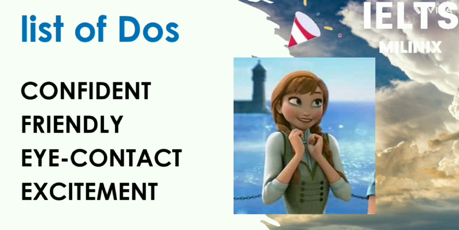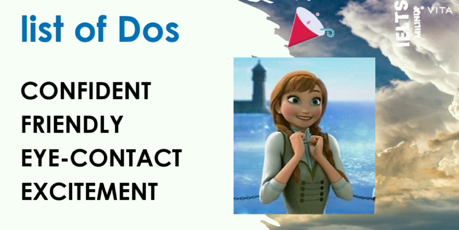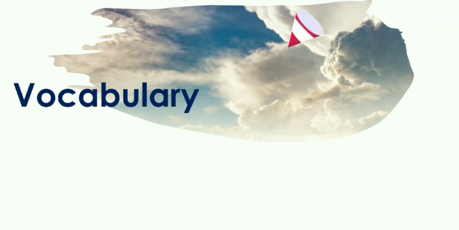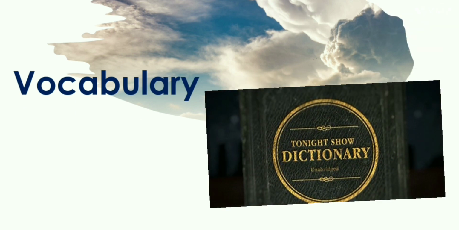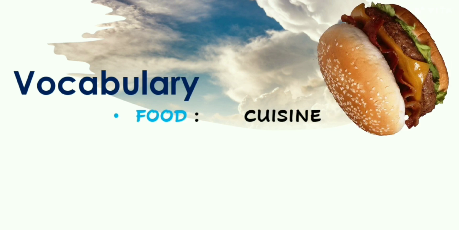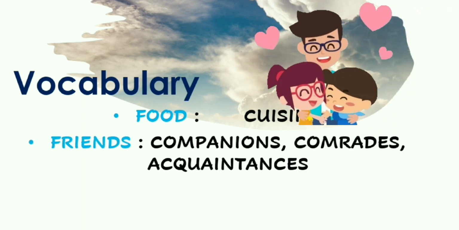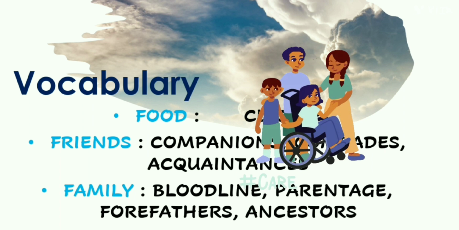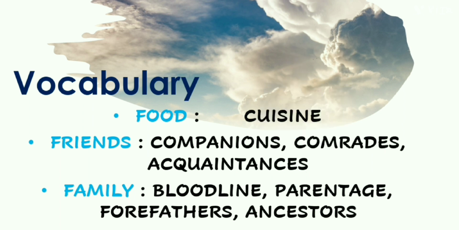Then excitement. When you're answering in a monotone without any excitement, it doesn't make a very good impact. Then vocabulary. You are assessed through very easy topics, so how can you give variety? Instead of food, you can use cuisine. Instead of friends, you can use companions, comrades, acquaintances. Instead of family, you can use bloodline, parentage, forefathers, ancestors. So this is the way you can give variety to your speaking. I will definitely provide some videos to increase your vocabulary.